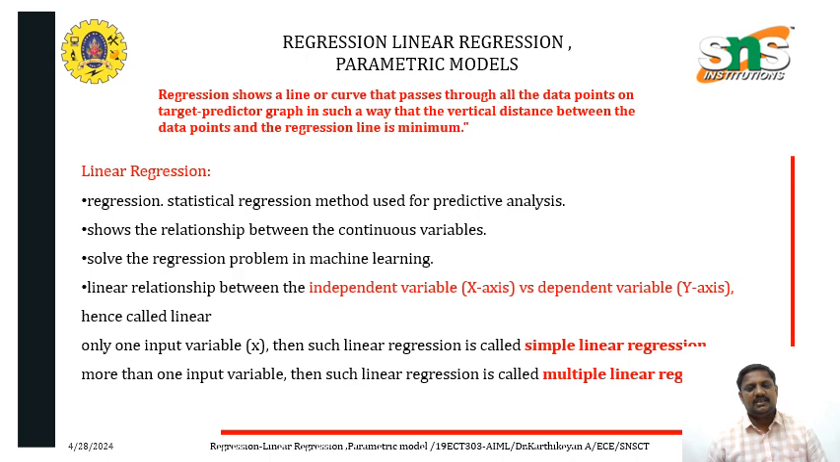Mainly, it is a statistical regression method used for predictive analysis. It shows the relationship between the continuous variables, and also solves the regression problems in machine learning. There is a linear relationship between the independent variable on the x-axis and the dependent variable on the y-axis, hence it is called linear. With one input variable on x and y, it is called simple linear regression, and with more than one input variable, it is called multiple linear regression.